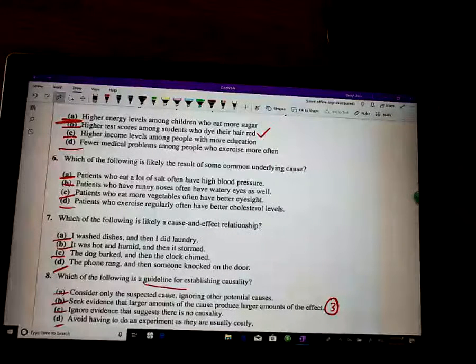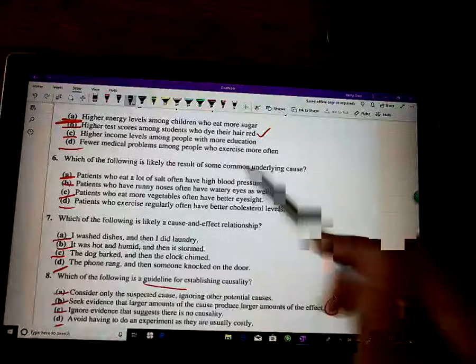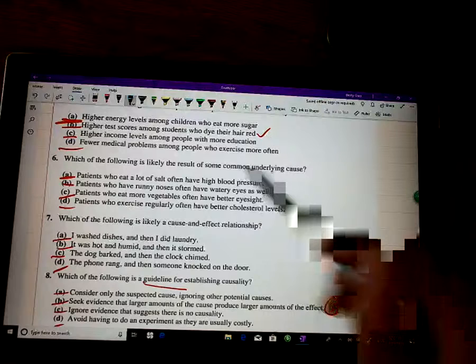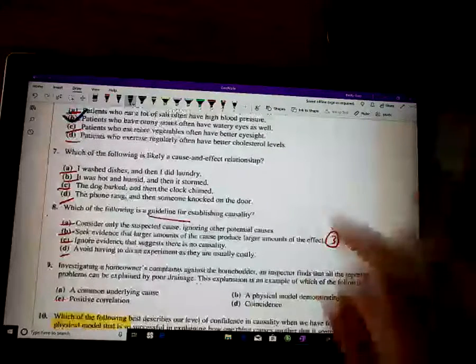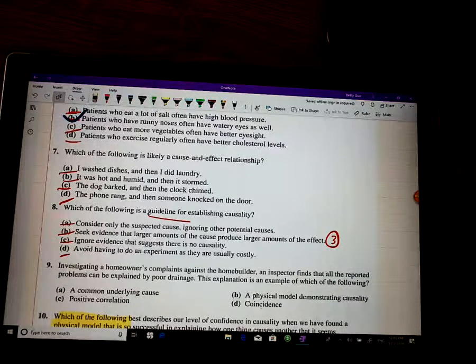B. Patients who have runny noses often have watery eyes as well. I would say that one is the case in which both of the variables are the results of some common underlying cause. Runny nose and watery eyes might be the result of allergies, where you are sick, right? C. Patients who exercise regularly often have better cholesterol levels. Yes, I would say one causes the other. At least it helps. I don't see one causing the other.